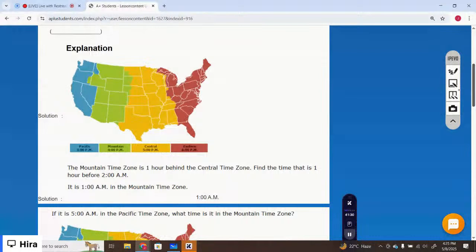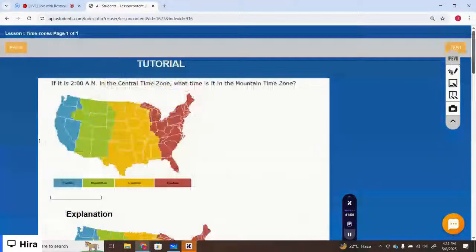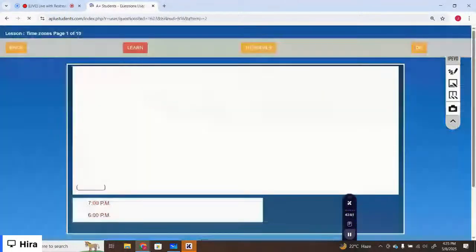Right here is the zone. The Pacific zone, the mountain, the central, and the eastern zone, right? So mountain zone is 1 hour behind the central zone. So if there is 2 a.m. in the central zone, the mountain zone has 1 a.m. Let's just start with the test questions.